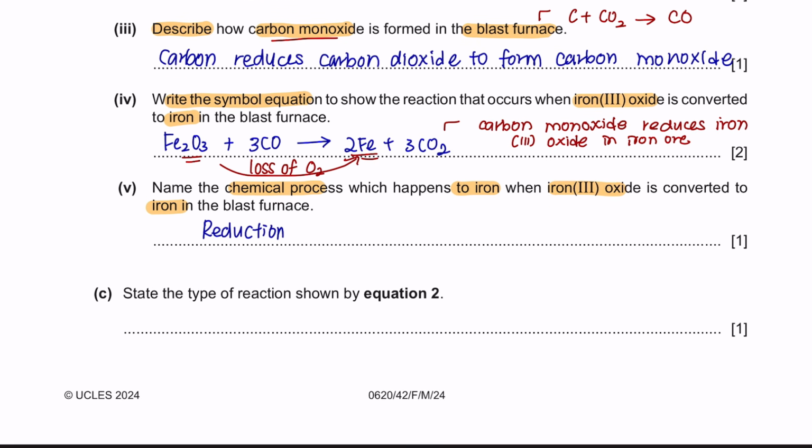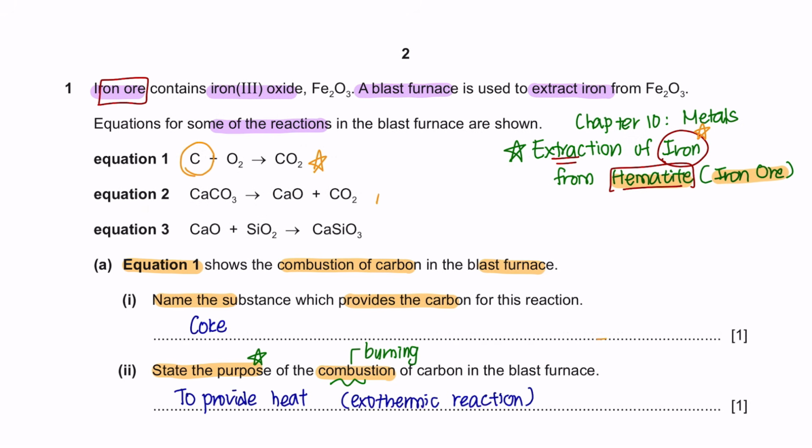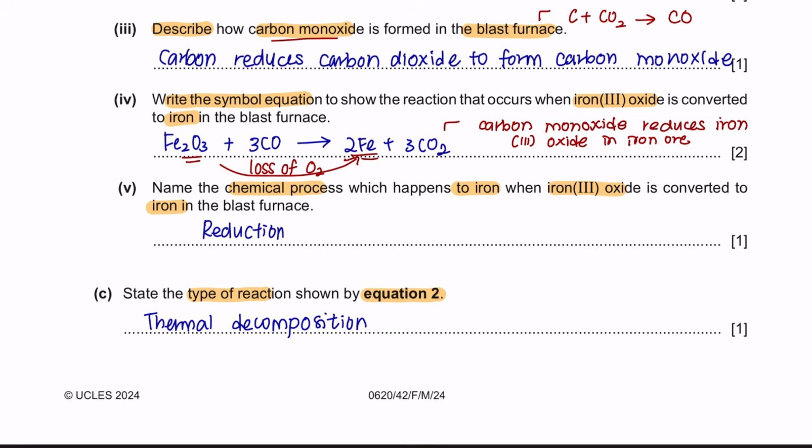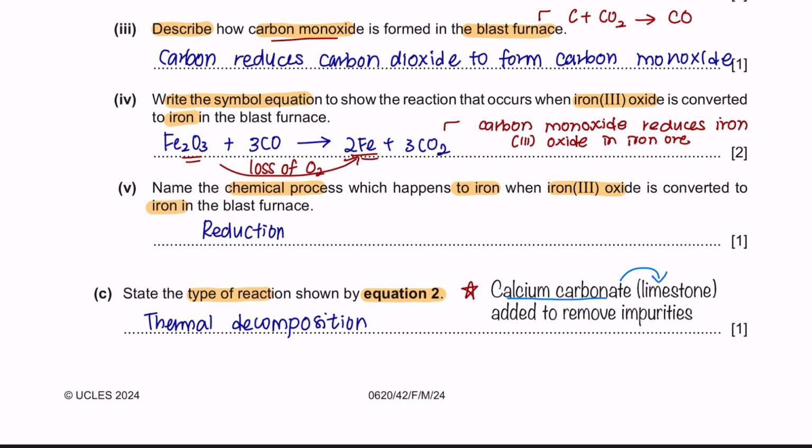Next, part C. State the type of reaction shown by equation 2. In equation 2, calcium carbonate becomes calcium oxide and carbon dioxide. There are no new reactants being added, and whatever products that we can see here come from calcium carbonate. This process is called thermal decomposition. Just as extra information, calcium carbonate is also referred to as limestone. It is being added to remove impurities in the blast furnace.